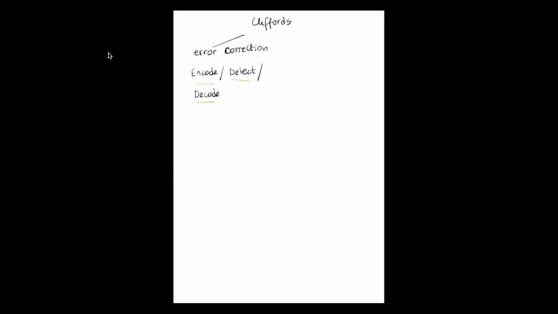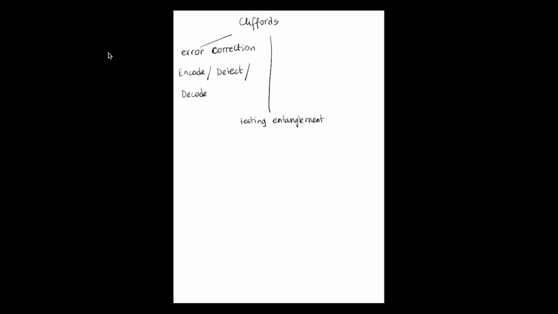but Hadamard and other gates are also used. But the point is that it's these 3 places in error correction that Clifford gates are used. Okay. In the setup of stabilizer codes. All right, this is one place Cliffords are used. Another very useful use of the Clifford gates is for testing entanglement.